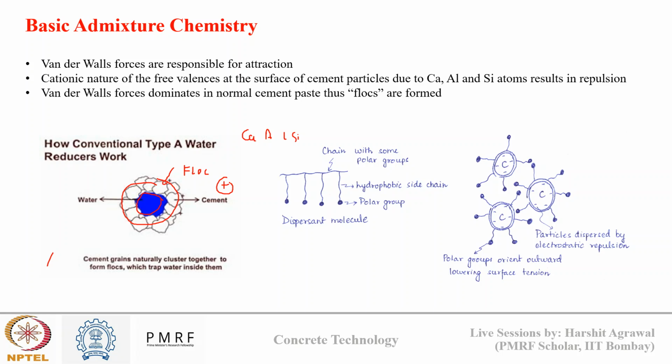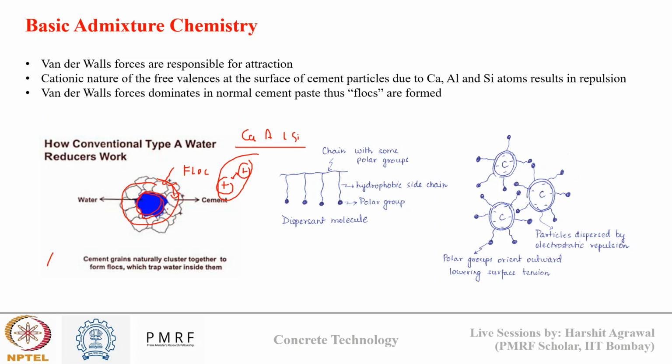Okay, and if they hold a very slight positive charge, two cement grains will try to repel each other because of the presence of this positive charge. However, this repulsion force due to the cationic nature of cement grains is very weak, and thus the van der Waals force of attraction between the cement grains dominates, and they create flocs of different grains that merge together.